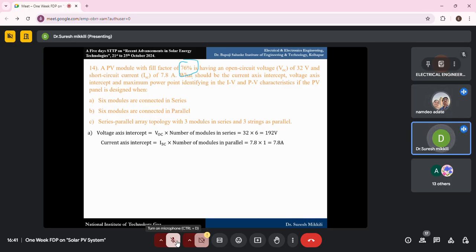See, the fill factor is only 76% filled, so you can't extract 100% power. So power will be the voltage intercept VOC into the current intercept into the fill factor, I need to write. If the fill factor is not given, no problem. You understand how much you got? Voltage intercept 192 into current intercept 7.8 into fill factor 0.76. How much did you get, sir?